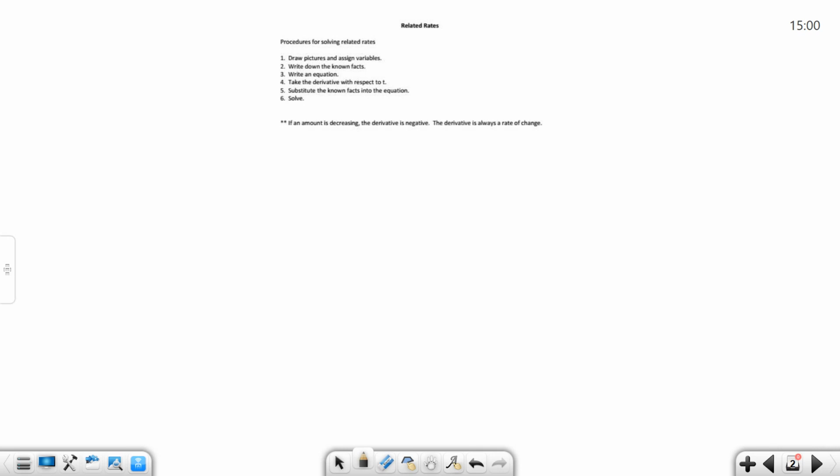In this section, we're talking about related rates. Here are your steps. At the bottom, you'll see a little note that if an amount is decreasing, the derivative is negative, and of course the derivative is always a rate.